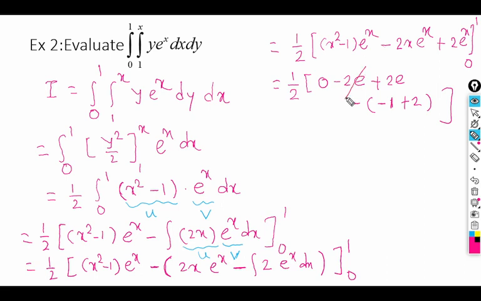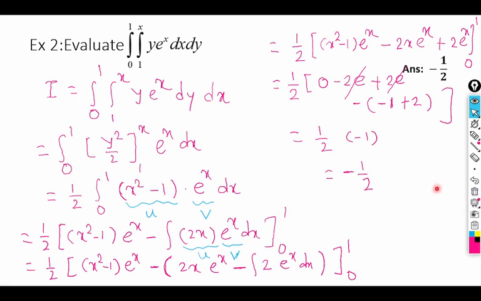In the upper limit, this minus 2e and plus 2e got cancelled, and you will get 1 by 2. Here minus 1 plus 2 is 1, but outside there is a minus, so it is minus 1. So the final answer is minus 1 by 2. So minus 1 by 2 is the value of the integral. That is example 2 of the double integral of type 1, and the answer is minus half. We'll move to the next question now.